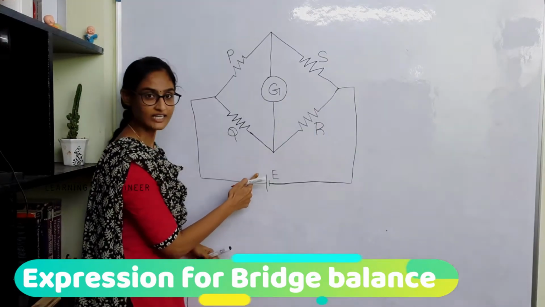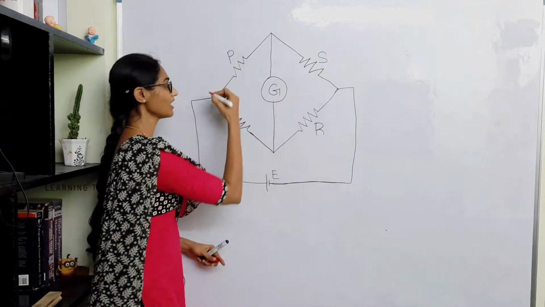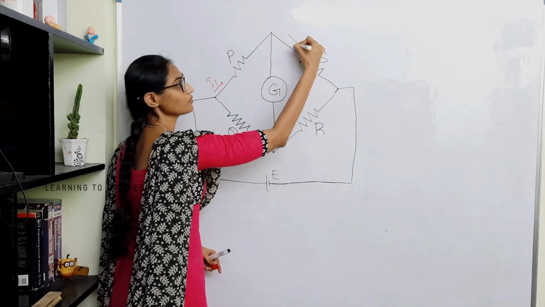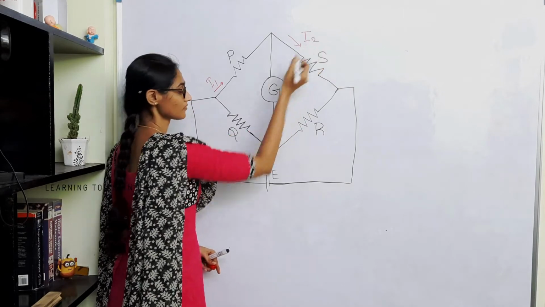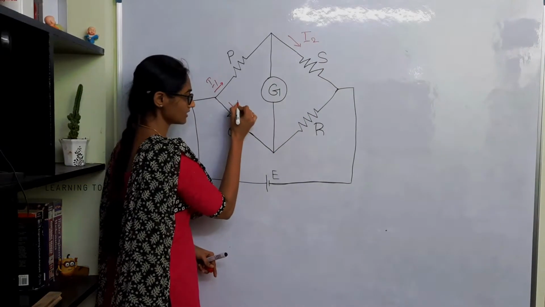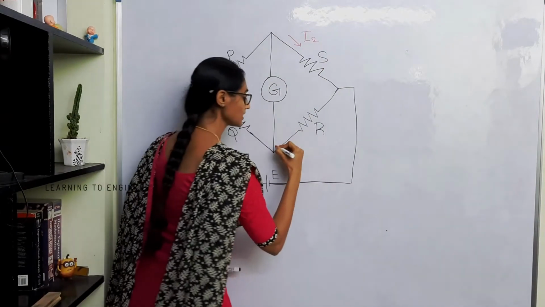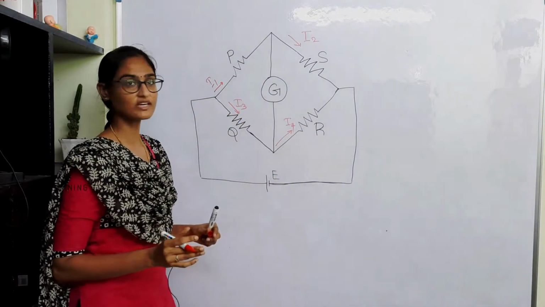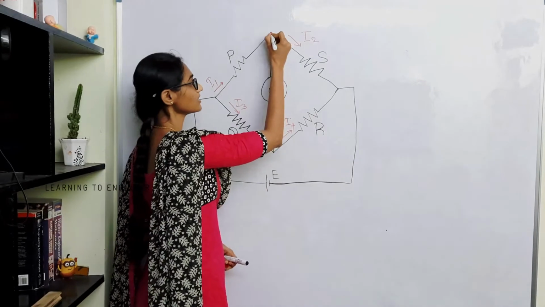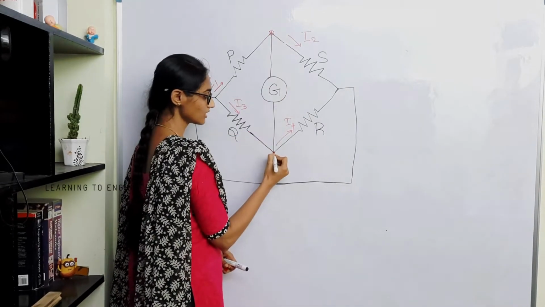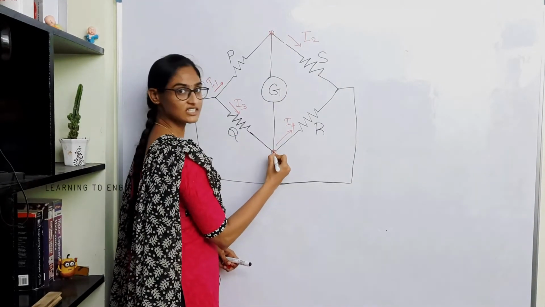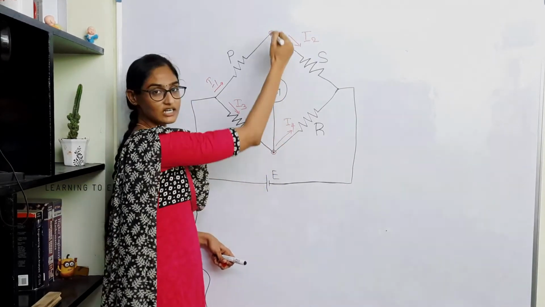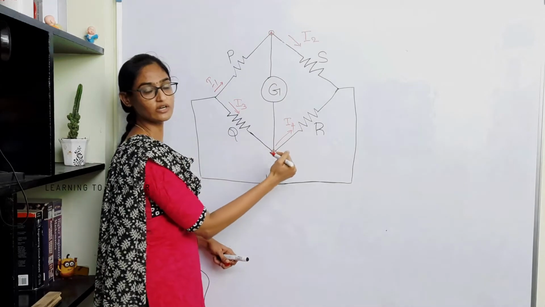Consider that you have a battery which supplies a voltage of E, and this current is I1 and this current is I2. This current is I3 and then this current is I4. When you have null deflection, it means that the potential across these two ends is same. The potential at this end is same as the potential at this end. Only then there isn't any current that is flowing in between these two ends.